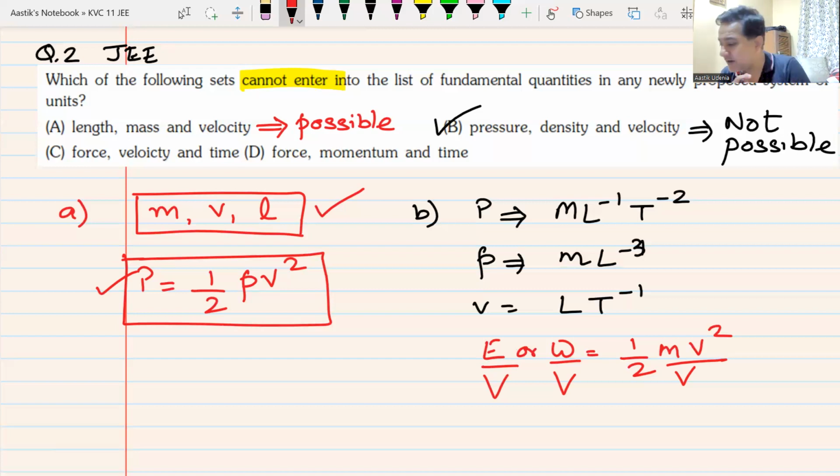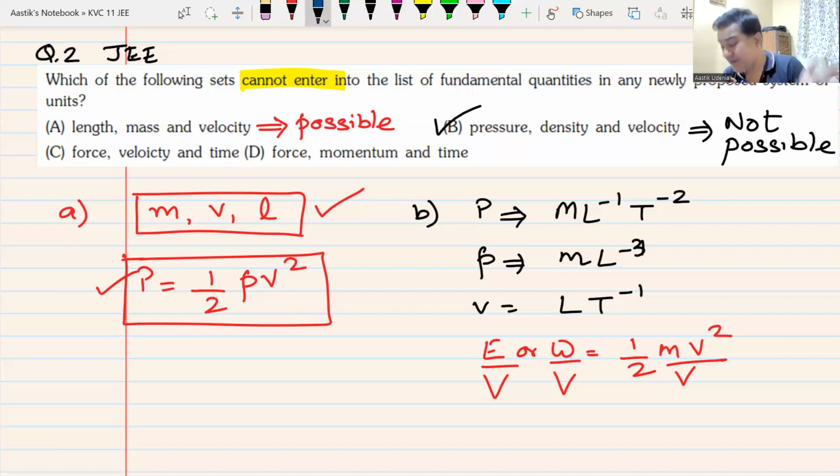No, that is why I have not told you that formula. That formula is using matrices and determinants. In that, if you put the powers of M, L and T, you can find out whether a system is possible or not. I will tell you that formula when time comes. So option B is not possible.